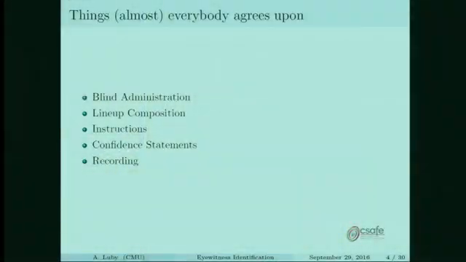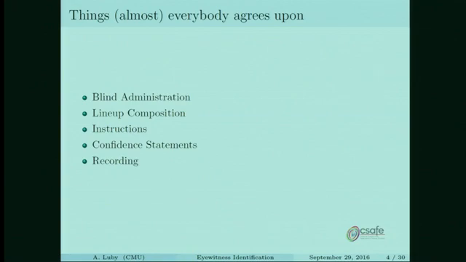So there are a few things that almost everybody agrees upon. I took this from the Innocence Project website, and it was also mentioned in the National Academy of Sciences report. Things like blind administration: the person who is giving the lineup should not know who the suspect is and who the fillers are. For lineup composition, you shouldn't have just one person of a different race and all the rest the same race, because that person will stand out.